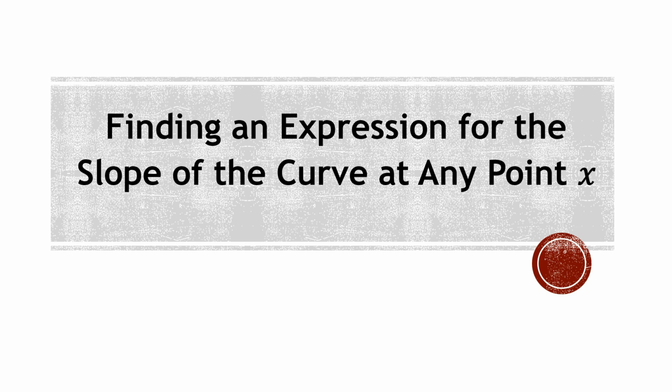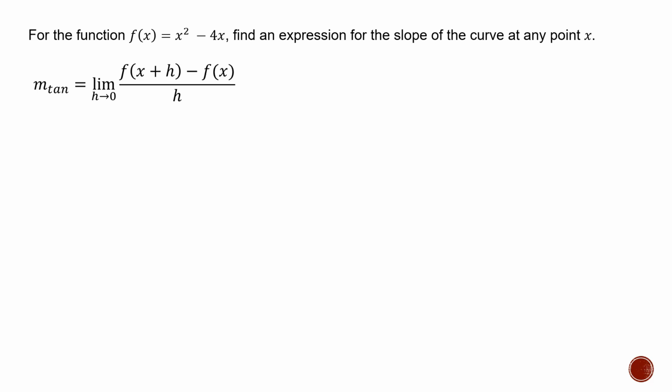Hi everyone, in this video I am going to teach you how to find the expression for the slope of the curve at any point x. I only have one example here. In this function, x squared minus 4x, we need to find an expression for the slope of the curve at any point x. Of course, we will use this formula. This is the long method, and after this I will show you the shortcut.